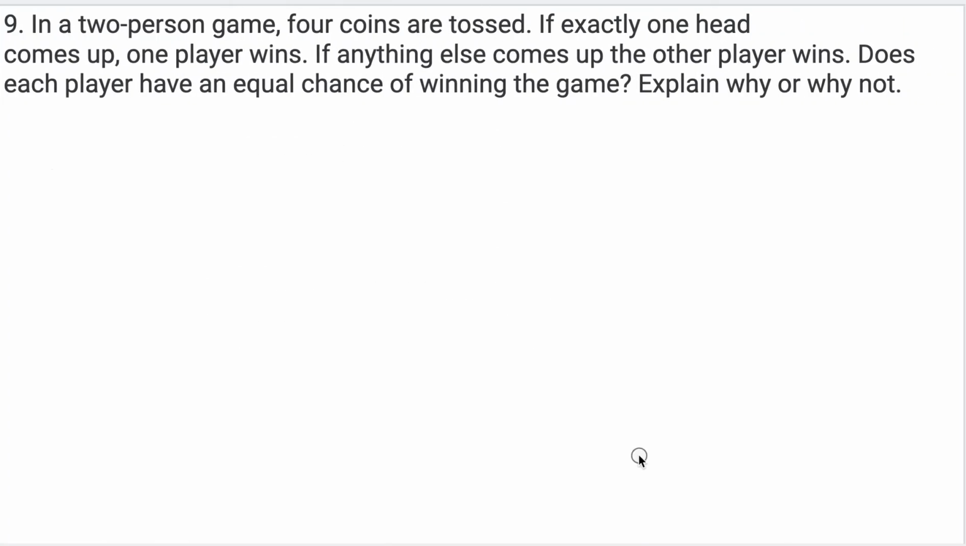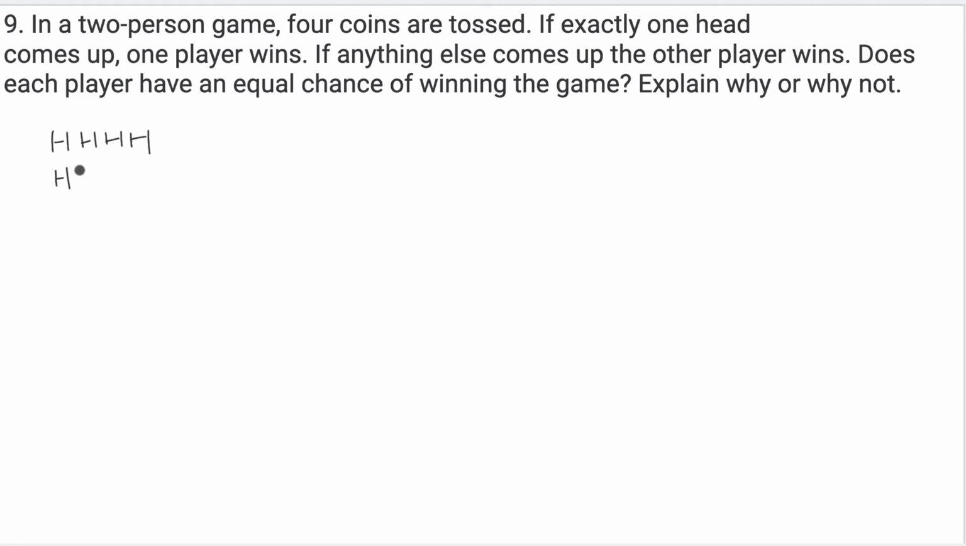Number 9. Two-person game, 4 coins are tossed. If exactly one head comes up, one player wins. If anything else comes up, the other player wins. Does each player have an equal chance of winning the game? Explain why or why not. So let's go systematically to solve this problem. In a two-person game, only 2 players are playing. 4 coins are tossed, so we can think about all the possible outcomes, right? You can have all 4 heads.